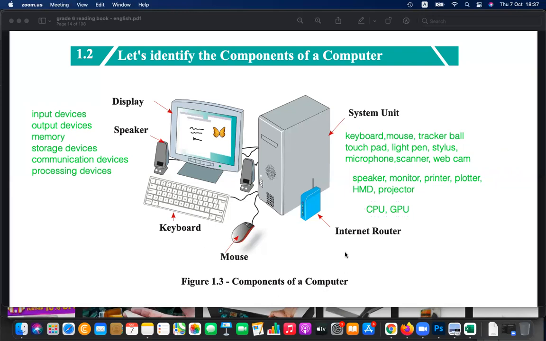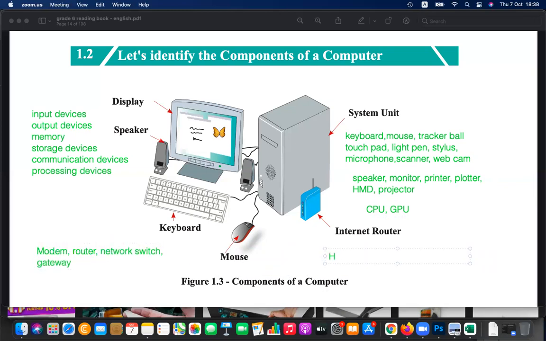Then modem, router, what are they? Modem, router, network switch, gateway. These are communication devices.